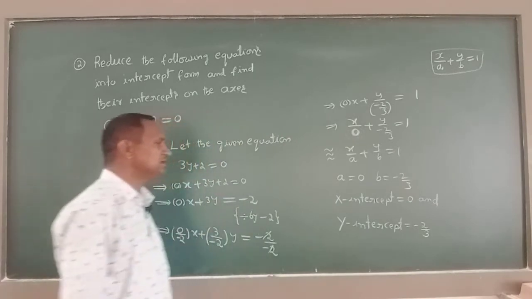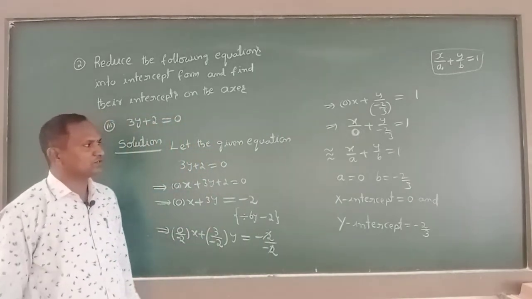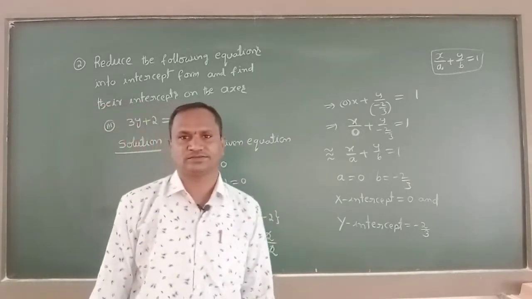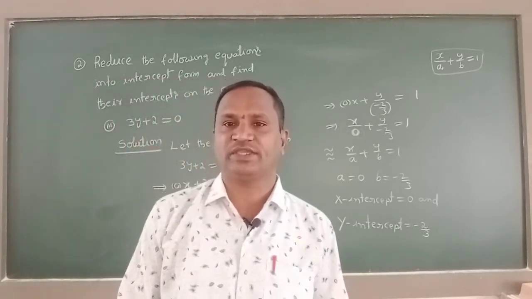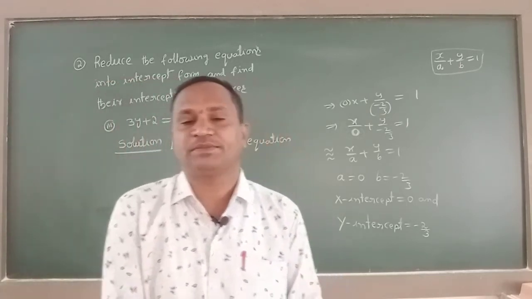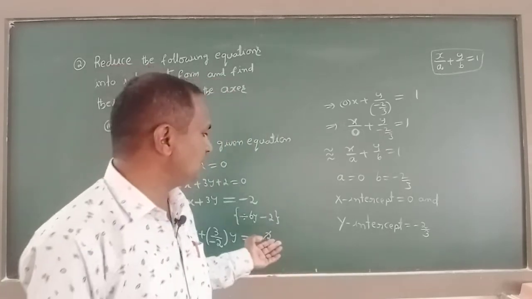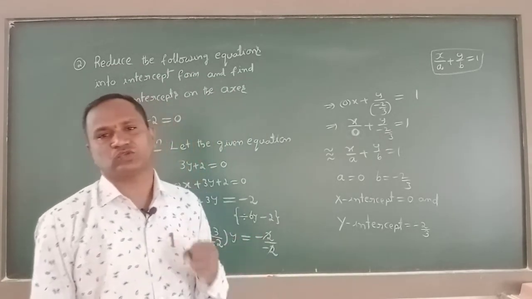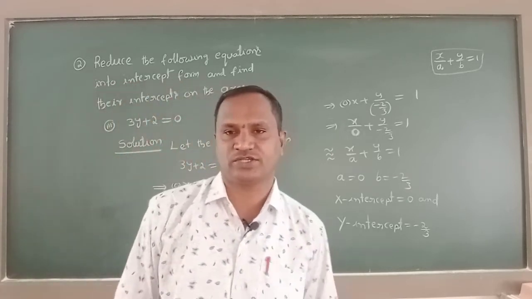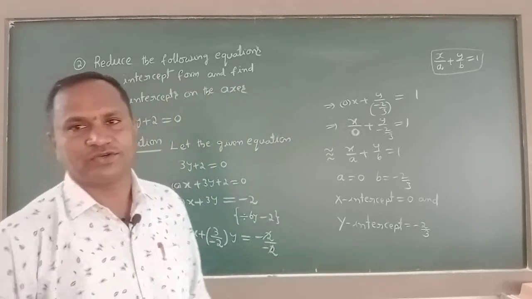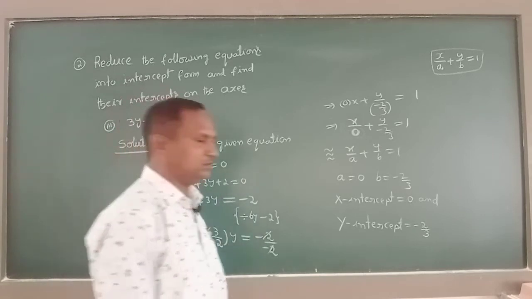Like that we give the solution for this question. Here we don't have an x term, so we can write easily that the x-intercept is 0, at the same time the y-intercept is minus 2 by 3. Let us solve another question.